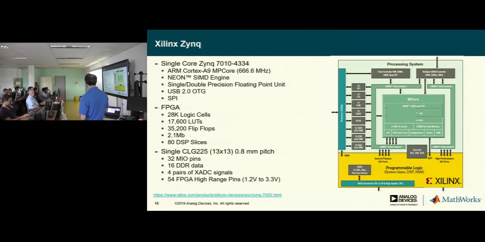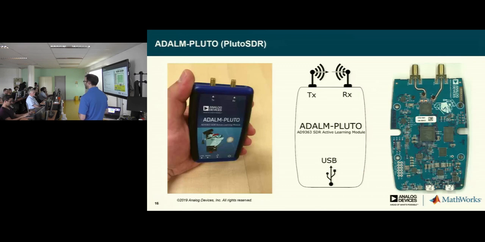So Pluto has a Zynq 7010 on board, which is a pretty small FPGA, but we really just use it to interface with the device to pull data back and forth. There are some resources available if you want to do some signal processing. There's about 80 DSP slices available, and you can use them freely as you want.